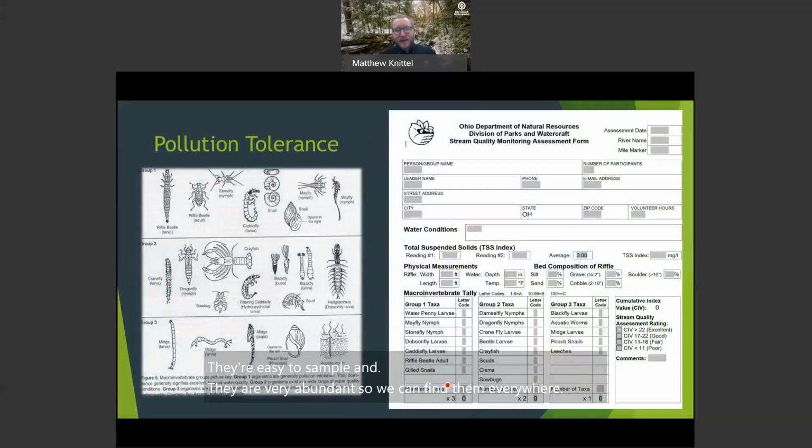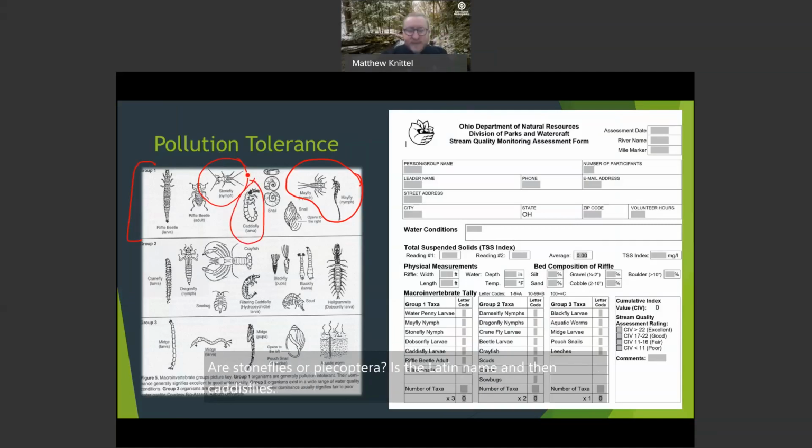And let's take a look at some of that pollution tolerance. On the left-hand side, we have 3 groupings of macroinvertebrates. In our first group here, those are our sensitive species. They really need the cool, clear, well-oxygenated water. In particular, the 3 we want to focus on are Mayflies, or Ephemeroptera, our Stoneflies, or Plecoptera, is the Latin name, and then Caddisflies, Trichoptera.